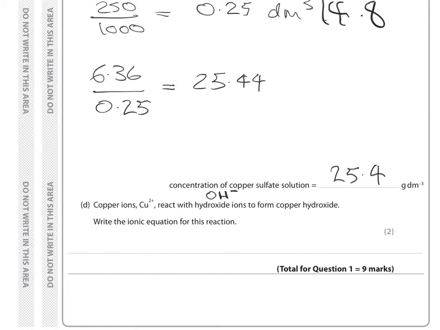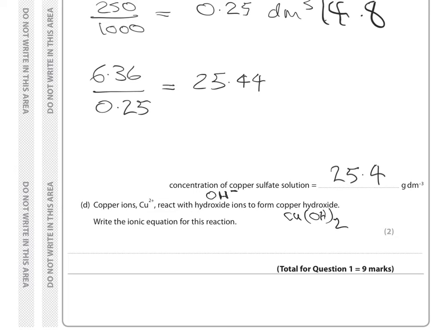And that means that when I make copper hydroxide, I need 2 hydroxides to every copper ion, because copper hydroxide has got to be neutral. Copper is 2+ and hydroxide is 1-. Therefore, I need 2 hydroxides to every copper. So the formula of copper hydroxide becomes Cu(OH), and then I need 2 of them. So it's Cu(OH)2, which was given in the question earlier on, but you can work it out anyway.